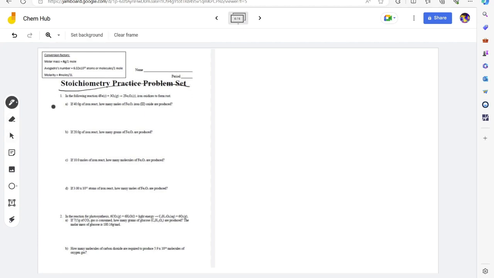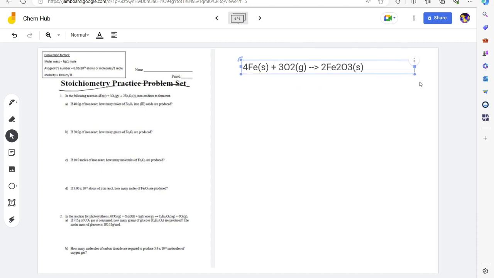In the following reaction, 4 iron solid plus 3 oxygen gas yields 2 Fe2O3 solid. Here's our reaction. So let's start with problem 1. If 40 grams of iron react, how many moles of Fe2O3, or iron(III) oxide, are produced?